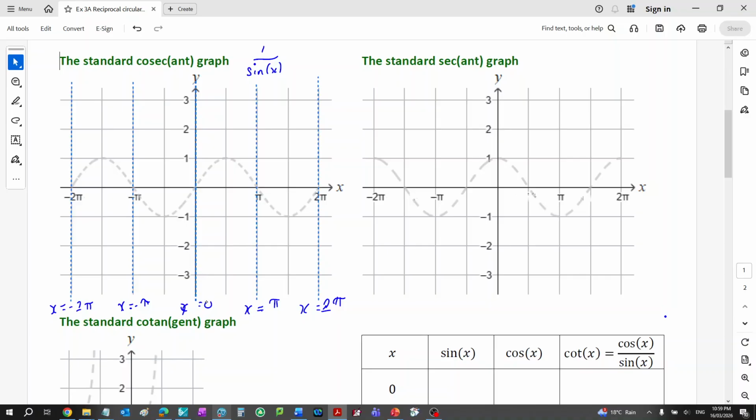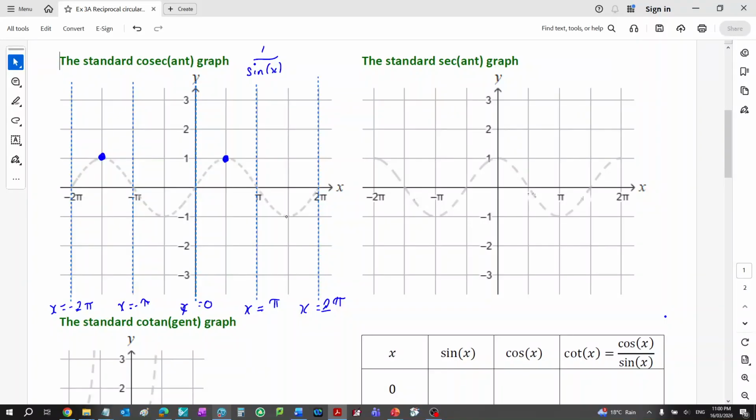Now I'm going to consider the period. My period of sine is 2 pi. That's going to be the same period for cosec. Let's get a look over here where, for example, if we look at pi on 2, sine of pi on 2 is 1. That means that cosec is going to be 1 divided by 1, so it's going to be 1. Because the period is 2 pi, I'm going to repeat over here, at minus 3 pi on 2 and 1.